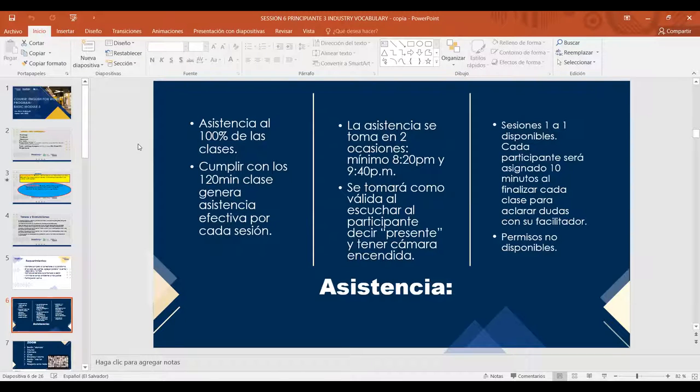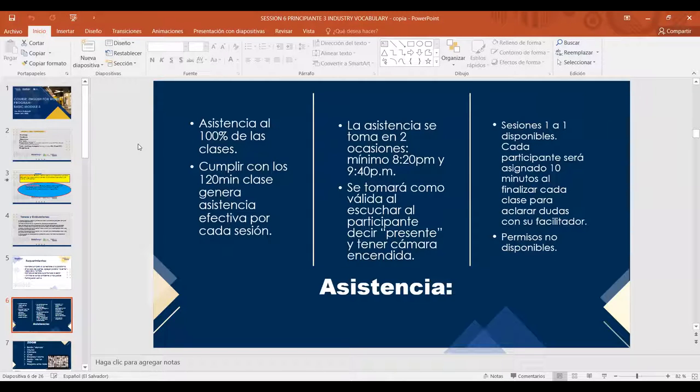Cumplir con los 120 minutos clase, genera asistencia efectiva por cada sesión. La asistencia se toma en dos ocasiones, mínimo 8:20 y 9:40. Se tomará como válida al escuchar al participante decir presente y tener cámara encendida. Sesiones 1-1 disponibles. Cada participante será asignado 10 minutos al finalizar cada clase para aclarar dudas con su facilitador.